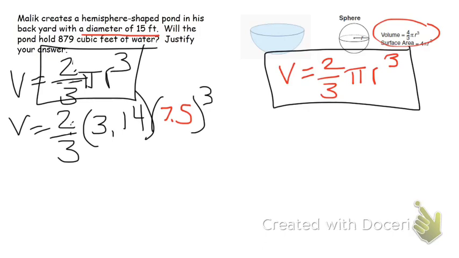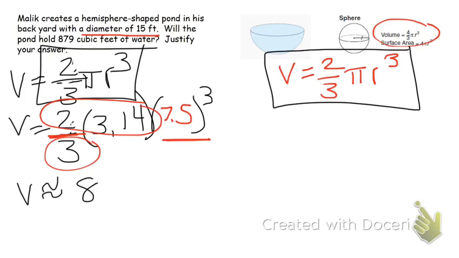Okay, there we go. So when you go to do the math for this one, you're going to do the 7.5 cubed first, multiply by the top numbers, and divide by the 3. So all at once, in my calculator, it's 7.5 cubed times 2 times 3.14 and divide by the 3. And I get that the volume is approximately 883.125. Now, read the question again.